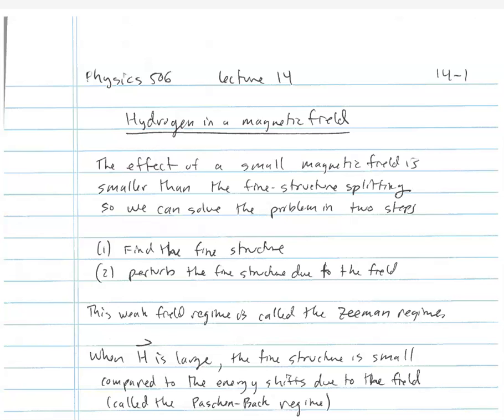Welcome to Lecture 18. I misspoke the last time in Lecture 17 when I said today we're going to be looking at hydrogen in an electric field. It's actually hydrogen in a magnetic field that we're looking at. And we're going to be thinking at the moment about the magnetic field being small in the sense that the splittings that we're getting from the magnetic field will be smaller than the fine structure splittings that we have obtained in the last lecture. So we're going to break the problem into two steps.